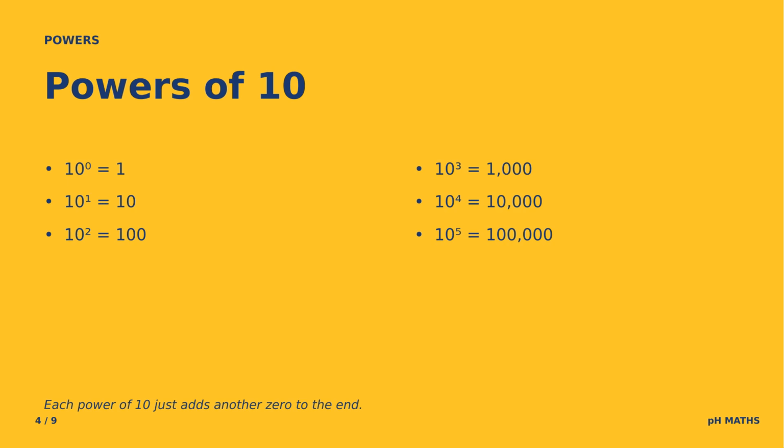Powers of 10. 10 to the 0 is 1. 10 to the 1 is 10. 10 squared, 100. Cubed, 1,000. To the 4th, 10,000. 5th, 100,000. 6th, 1 million. Each power of 10 just sticks another 0 on the end, and negative powers of 10 go the other way. 10 to the minus 1 is 0.1. 10 to the minus 2 is 0.01. That single rule powers standard form, sig figs, and decimal places.